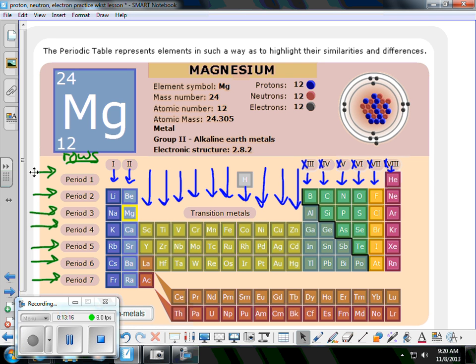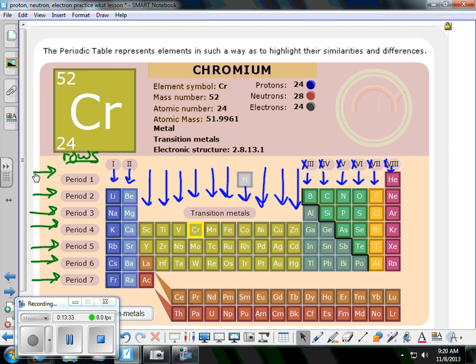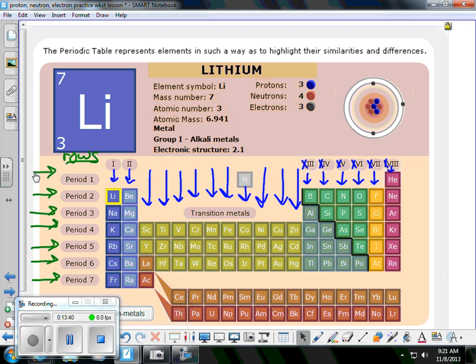So the groups are the columns of the periodic table. Seven periods, 18 groups. Okay? And on this one, you can actually tap on any one of these, and it will tell you everything that you need to know about them. Okay?